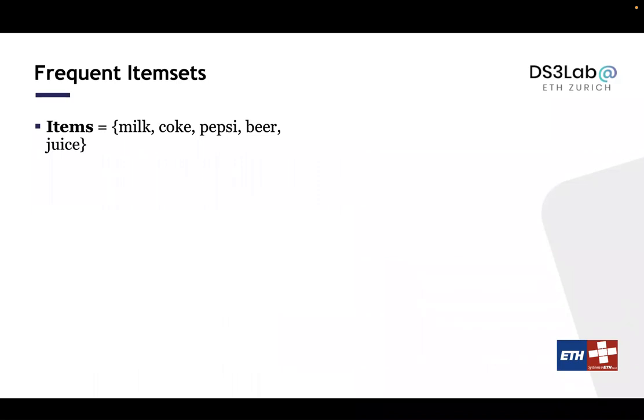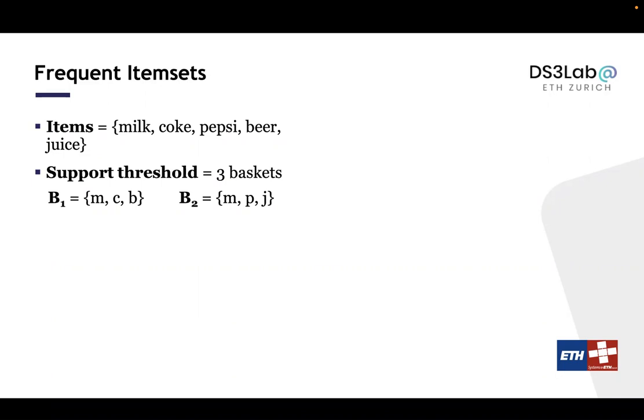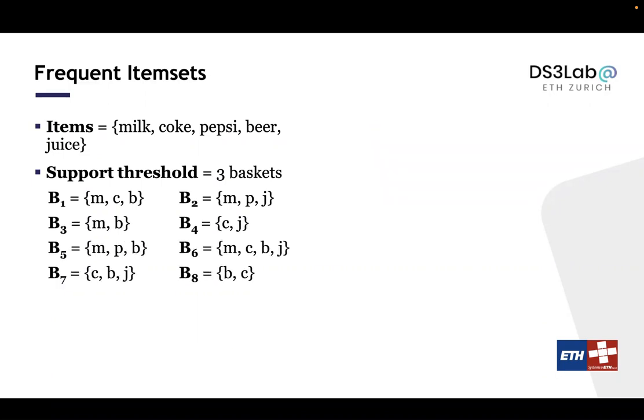So let's look at one example to make sure we're on the same page about what support really means. So assume you have these five items, right? And I say my support threshold is three transactions or three baskets. And I have a whole bunch of baskets or transactions, right? For basket one, I have milk, Coke, and beer. All together, I have eight of those transactions. So if you think about the support, what is the support for the item set containing a single element M?